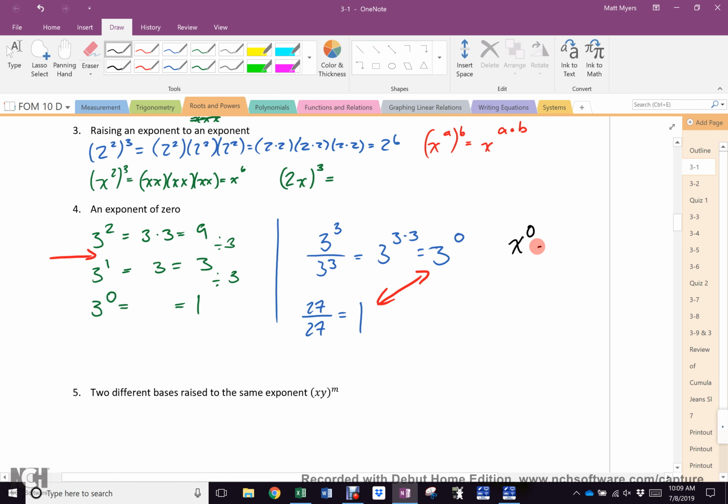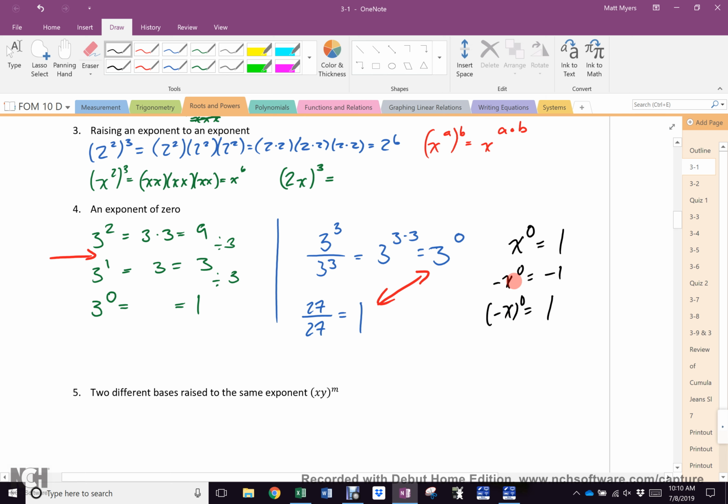What is this value? One, because anything to the 0 is 1. What is this value? -1. What is this value? What should I write right here? 1. Because any base to the 0 power is 1.